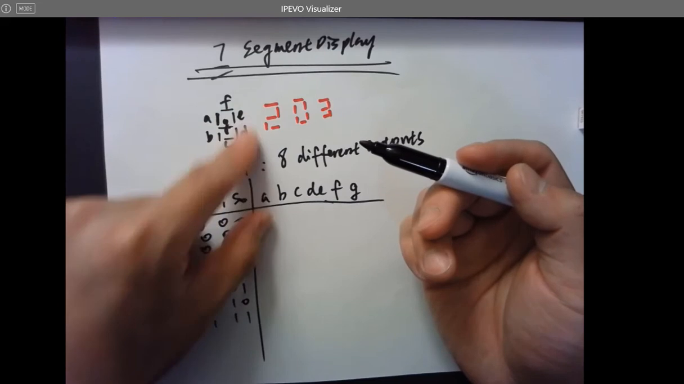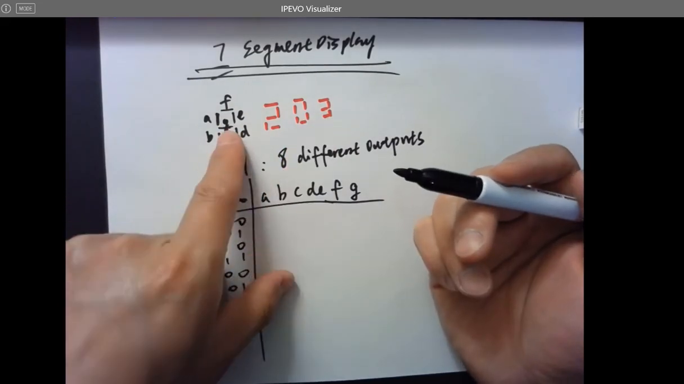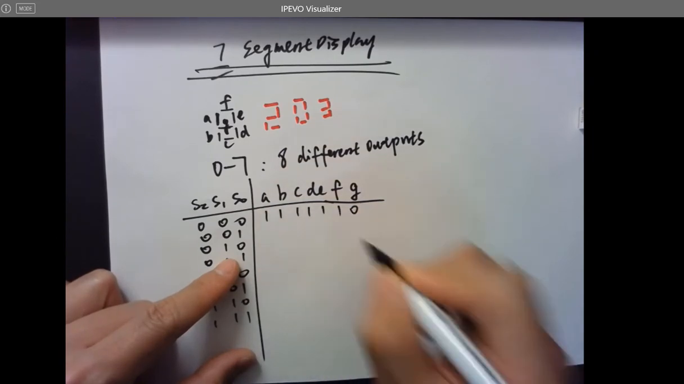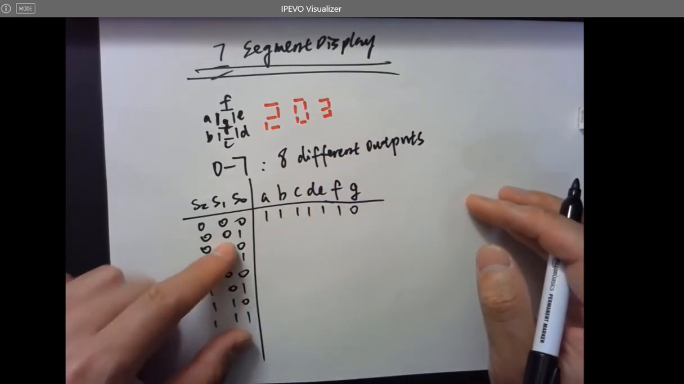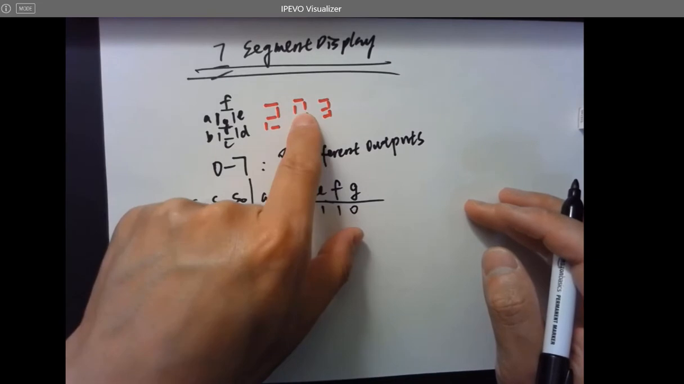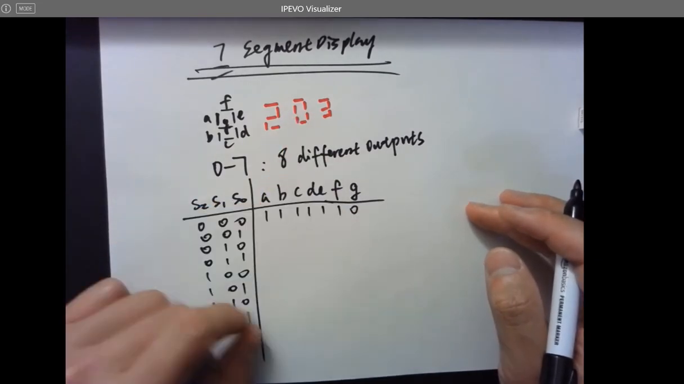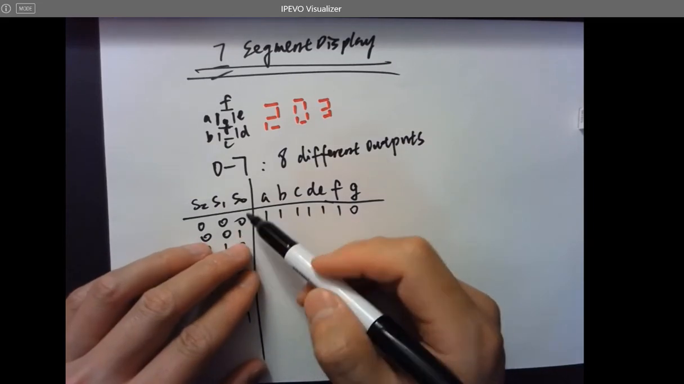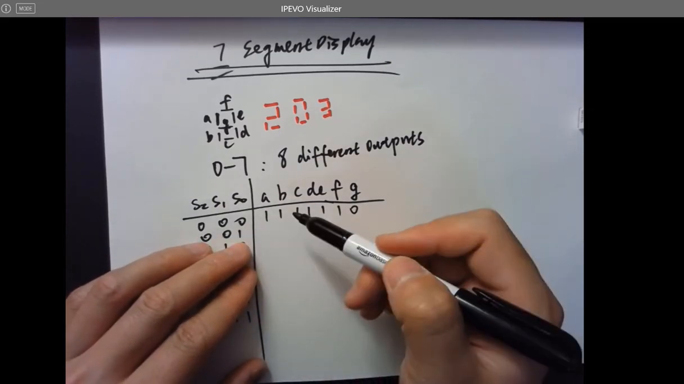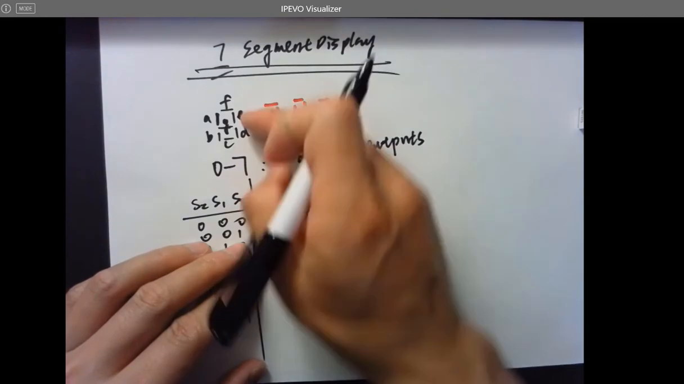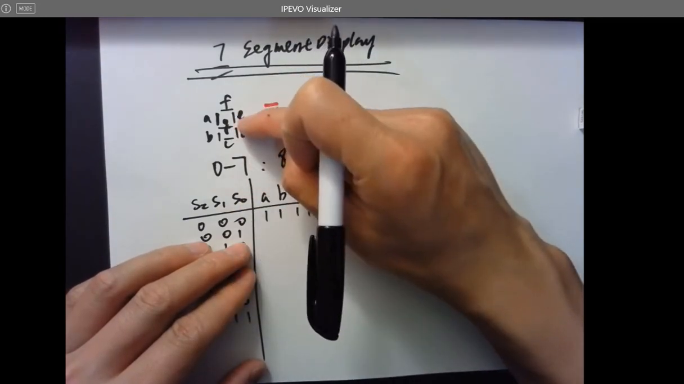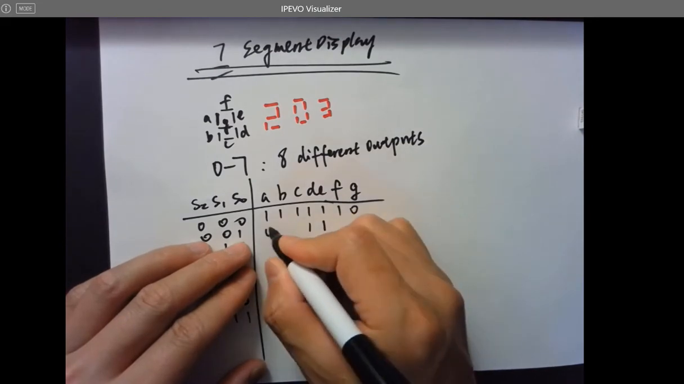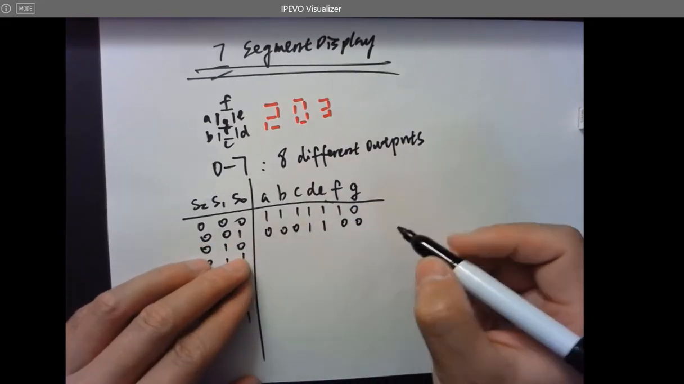If I want to display a 0, you just turn off G, but for all the rest you need to give a 1 to light them up. Only G you want to turn off, so you are not seeing the bar in the middle. If you see the bar in the middle, it's going to be 8. Now for 001, I want to display 1. I want to show these two bars on the right side, so only E and D are turned on. All the rest are zeros.